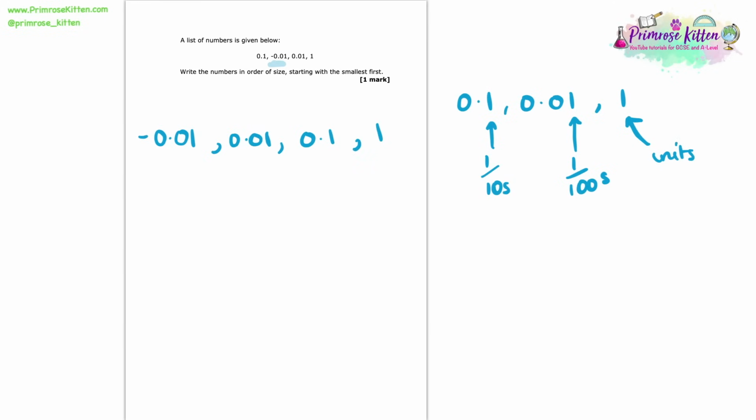So here we have got the negative number as the smallest, then the number which has its biggest place value in the 100ths, and then the number whose biggest place value is in the tenths, and then finally 1, which is in the unit place value. So there we go, there are our numbers in order of size, starting with the smallest first.